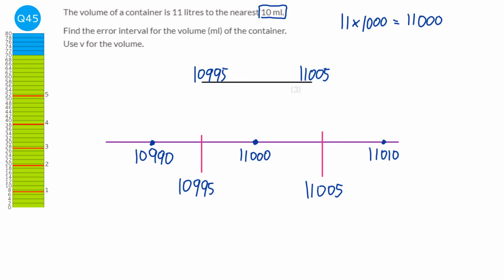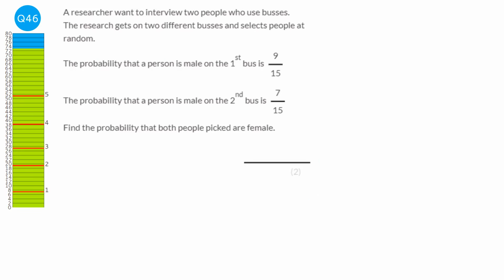And we just need to say that V can be anything above 10,995 and including that, and it can be anything below 11,005, but it can't include that, because if it was 11,005, it would have rounded up to 11,010.